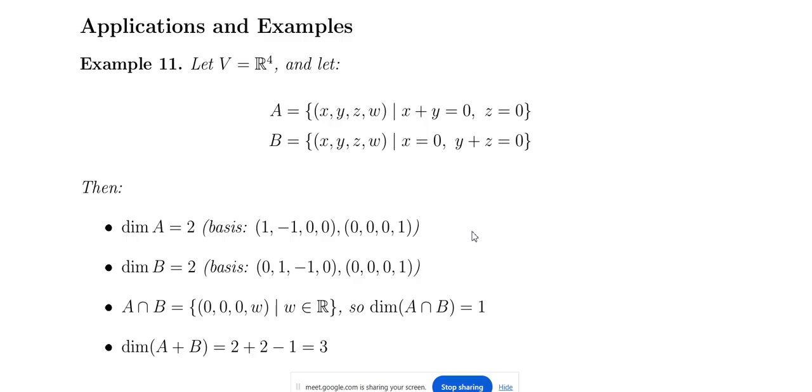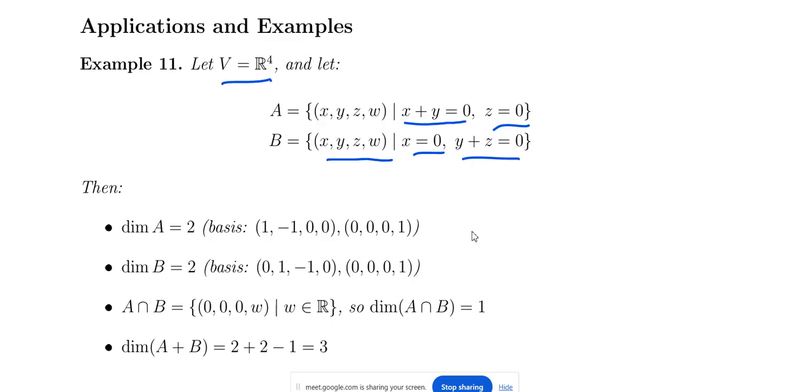Let B equal R power 4, and let A equal the set of x, y, z, w. What are the conditions? That is x plus y equal to 0 and z equal to 0. So what is the dimension of A? That is equal to 2. That means the basis is 1, minus 1, 0, 0, and the other vector, so that adding them gives 0.